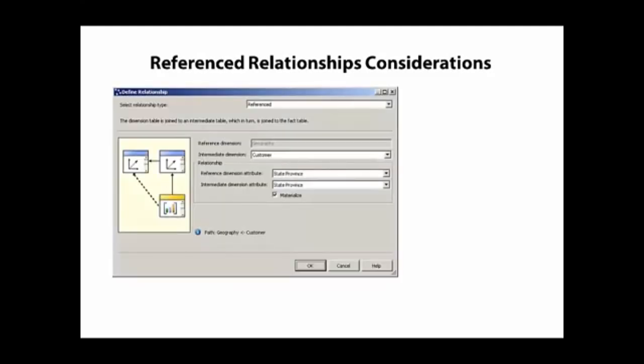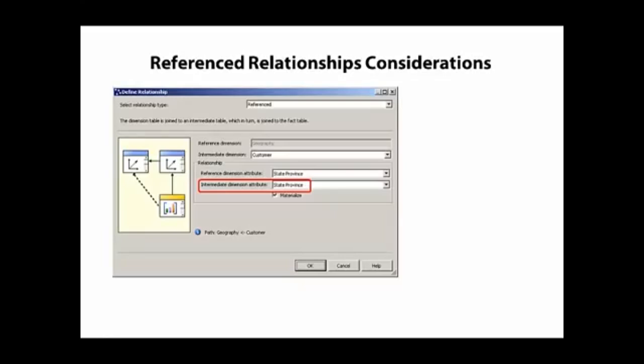When we define the referenced relationship, we need to consider first which attribute to use for the relationship. Here we define state-province. That means state-province must exist as an attribute in both the reference dimension, which is the dimension having the dotted line to the fact table, and the intermediate dimension, which is the one having the solid line to the fact table. If the reference dimension has hierarchical attributes, the level of detail at which you choose to define the relationship is important, as I'll explain in a moment.